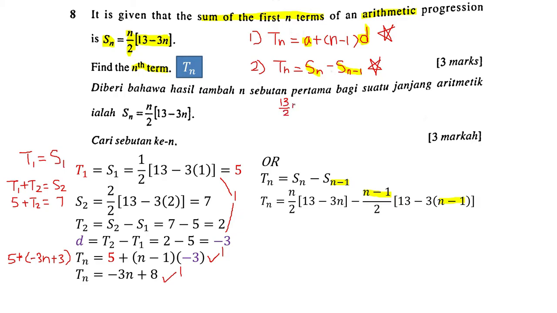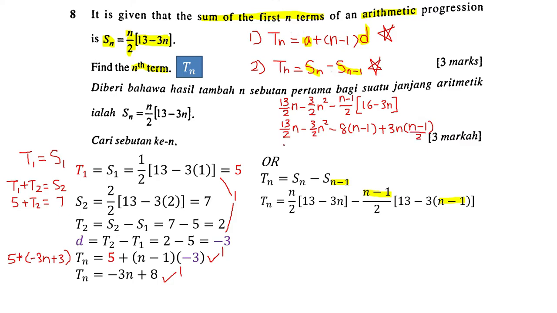13 over 2 n minus 3 over 2 n squared minus (n minus 1) over 2 bracket. Here I expand it: 13 plus 3 is 16 minus 3n. Now I expand the whole thing. 13 over 2 n minus 3 over 2 n squared. This one I multiply with 16 first, so I get negative 8n minus 1. This whole thing I multiply with negative 3n, so negative becomes positive, plus 3n, (n minus 1) over 2.